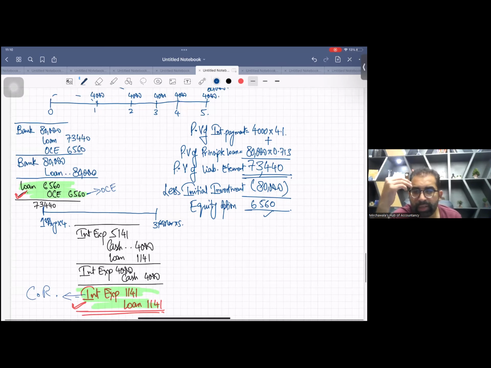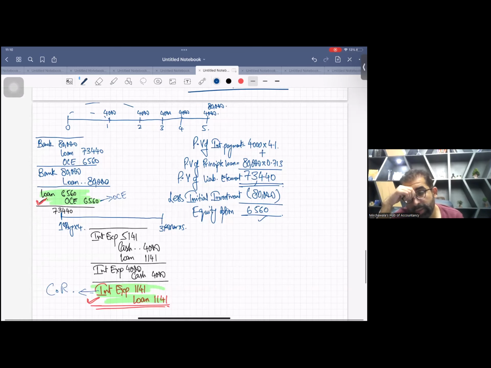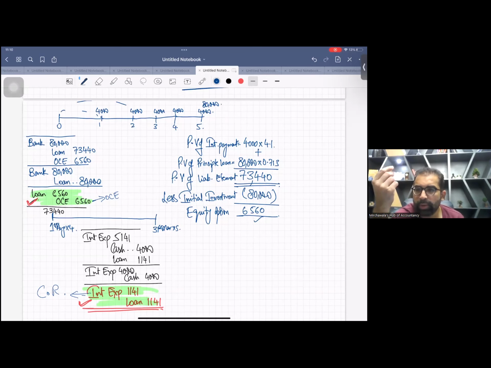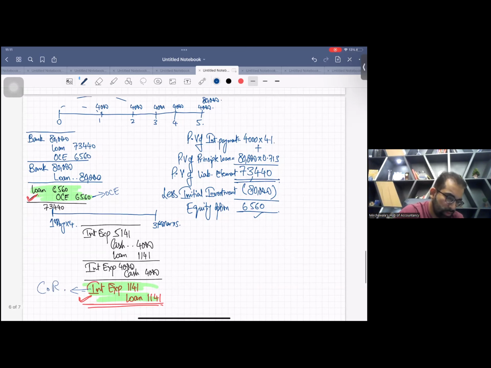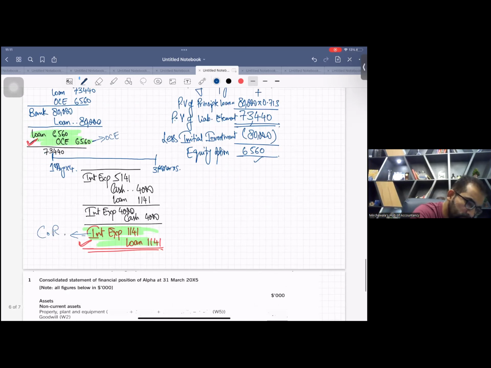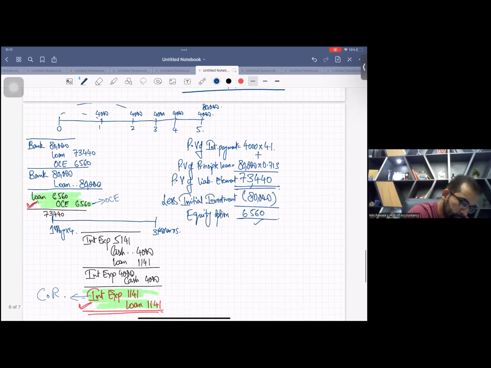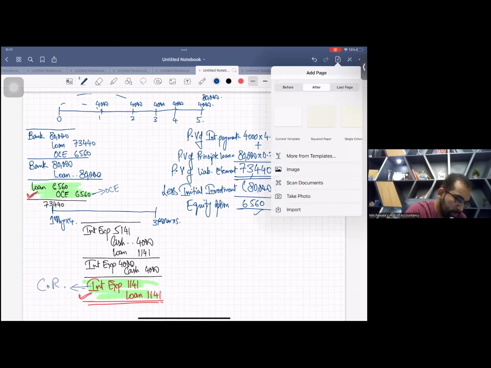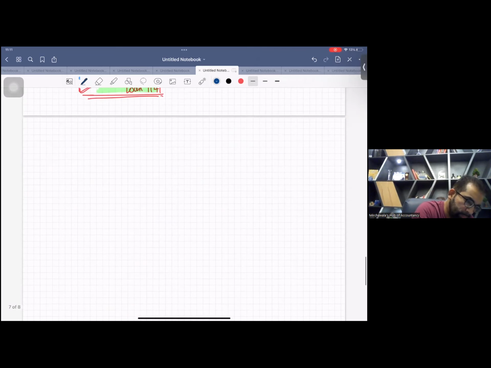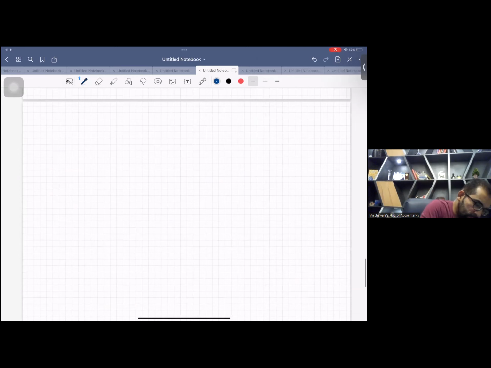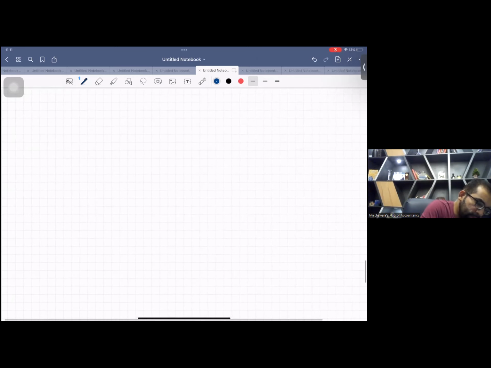Now we have done everything. We just have to calculate consolidated reserve and then NCI. Let me do it for you. I hope you will help. This is consolidated retained earning.